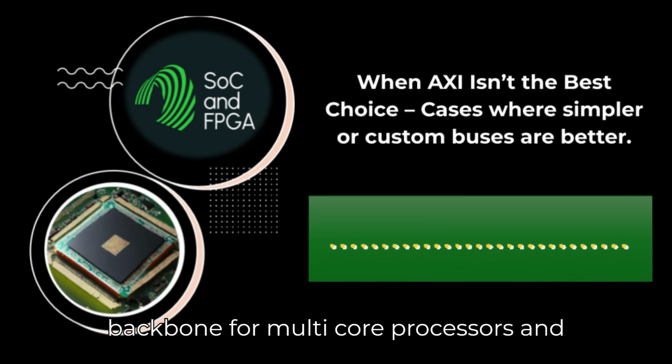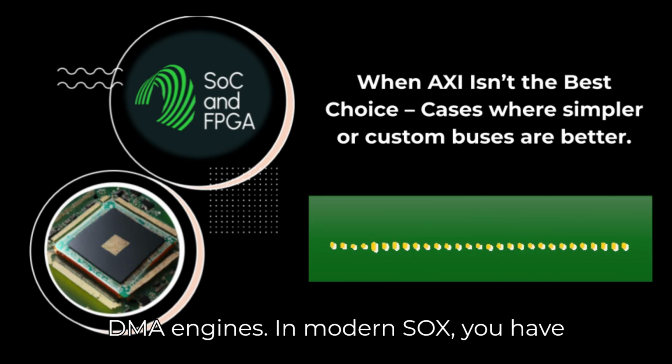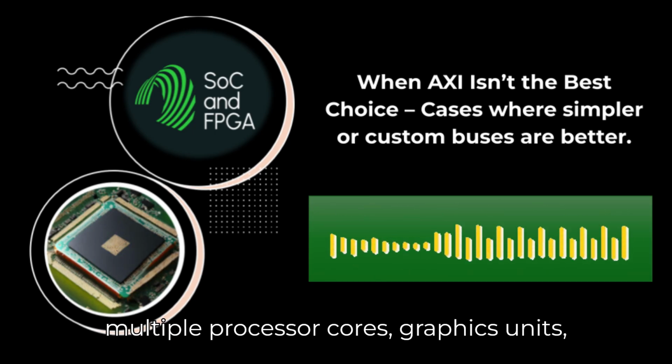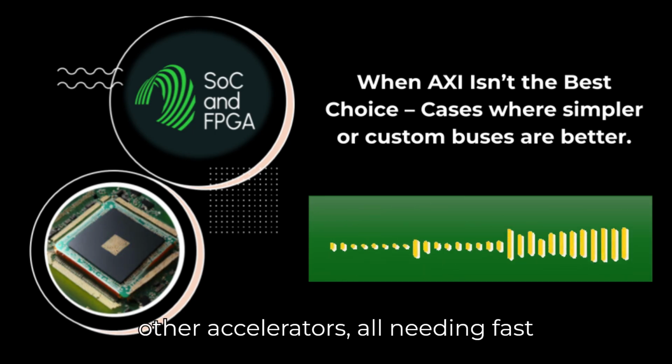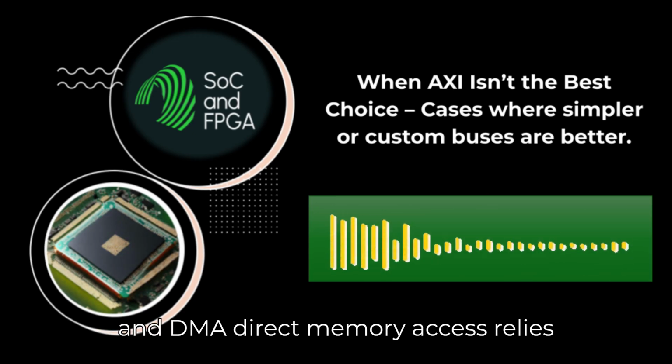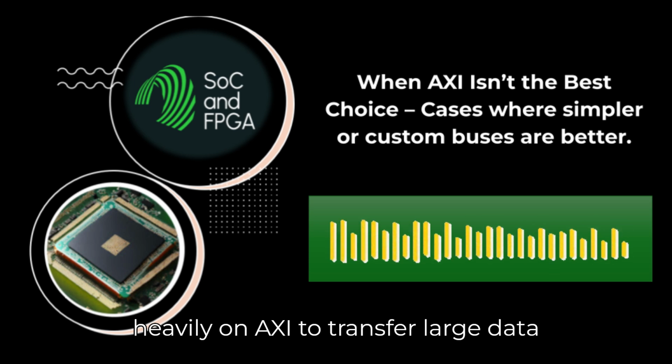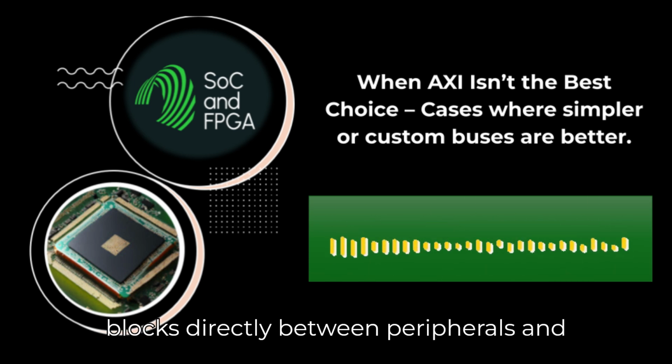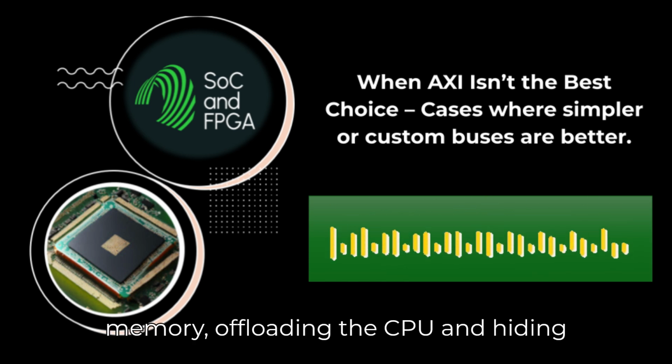It's also the critical backbone for multi-core processors and DMA engines. In modern SoCs, you have multiple processor cores, graphics units, other accelerators, all needing fast memory access. AXI provides that highway, and DMA, direct memory access, relies heavily on AXI to transfer large data blocks directly between peripherals and memory, offloading the CPU and hiding memory latency.